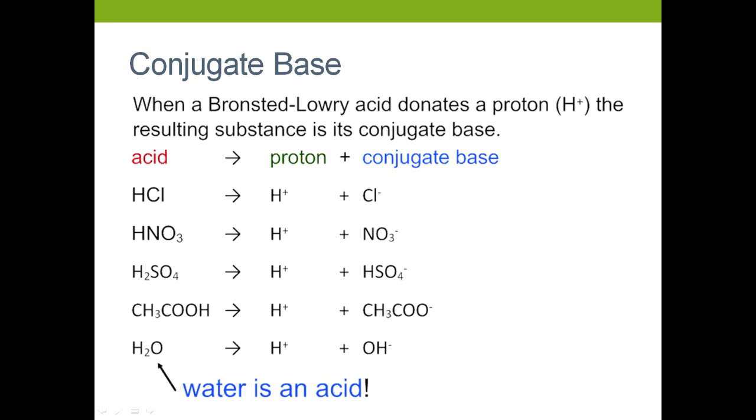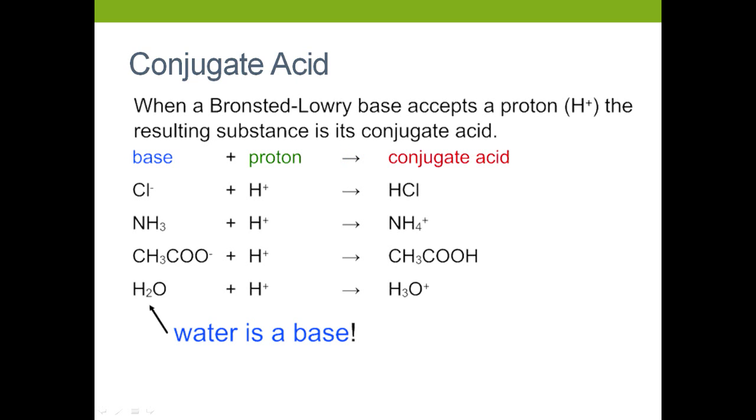Conjugate base. When a Bronsted-Lowry acid donates a proton, the resulting substance is its conjugate base. Let's look at some examples. HCl, once it donates its proton, the thing that remains, Cl-, is called its conjugate base. HNO3, when it donates a proton, what remains is NO3-, that is its conjugate base. Skip to the bottom of our list. Notice water can donate a proton to become OH-, so water is an acid.